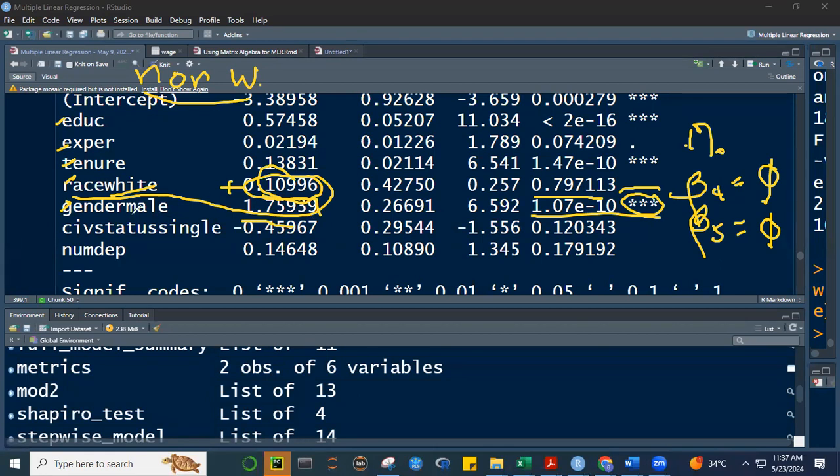On the average, male employees receive $1.76 more than their female counterparts. Okay, in terms of hourly wage, they receive $1.76 more than their female counterparts, ceteris paribus. So this is statistically significant. This, on the other hand, is not significant. Okay, civil status. Therefore, we can see no distinction between the effect of your civil status on hourly wage. Number of dependents also is not significant.